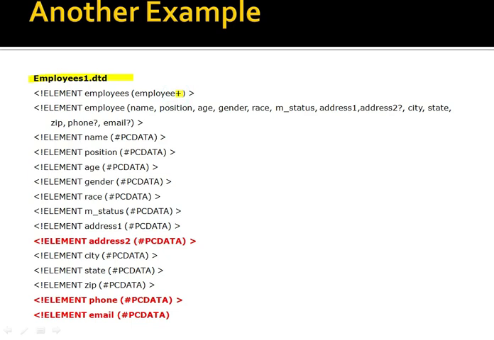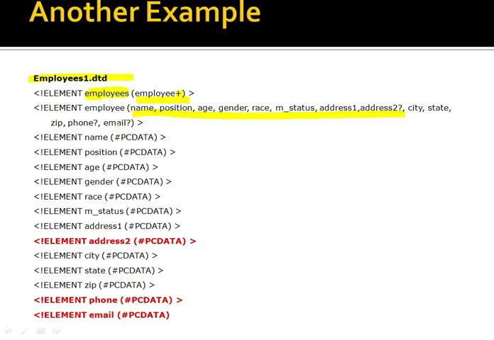So the plus symbol indicates that the child can occur one or more times inside the parent. The child elements, these are all children of this employee, can occur one or more times inside this parent element.